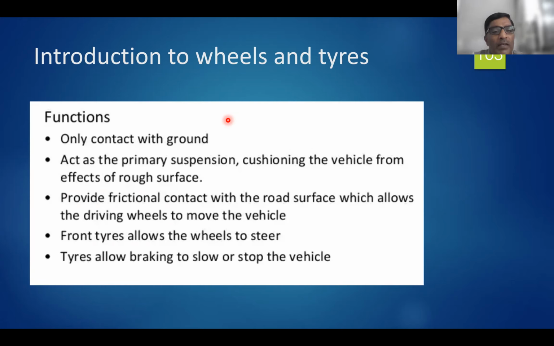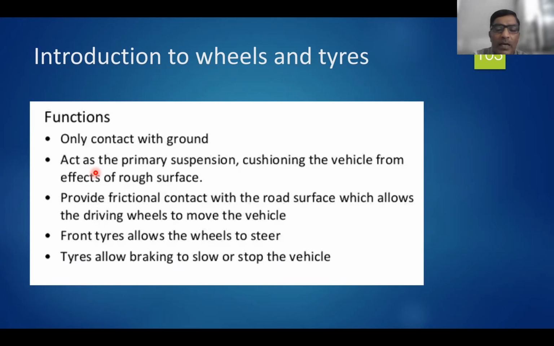Again, it is acting as a primary suspension or cushioning the vehicle from effects of rough surface. So this wheel and the tire, it is one assembly and we are directly calling it as a wheel. So we are not calling separately, that is tire, that is wheel. So only wheel consisting of rim and the tire. So again, we need to see the functions of each and every one. So tire is acting as a primary suspension and it cushions the vehicle from effect of rough surface.